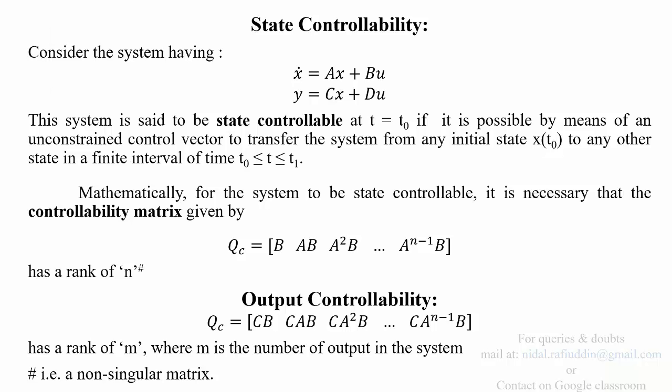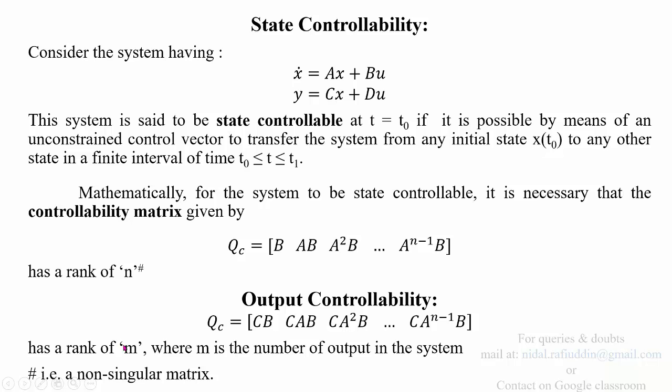So, before starting the topic for today, there was a correction that was made yesterday. I taught you state controllability and output controllability and observability as well. The correction was in the output controllability. We observed this matrix, and in order for the system to be output controllable, we said yesterday that QC, which was represented by this matrix, should have a rank of n. So this was the correction.